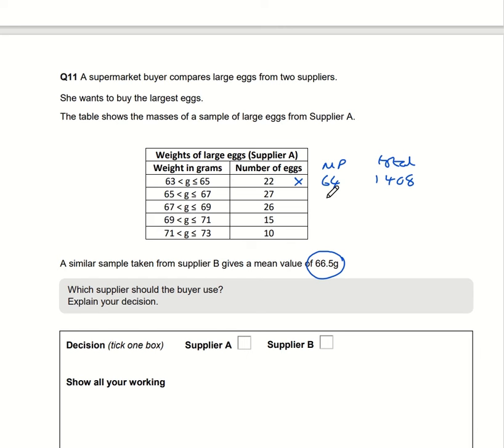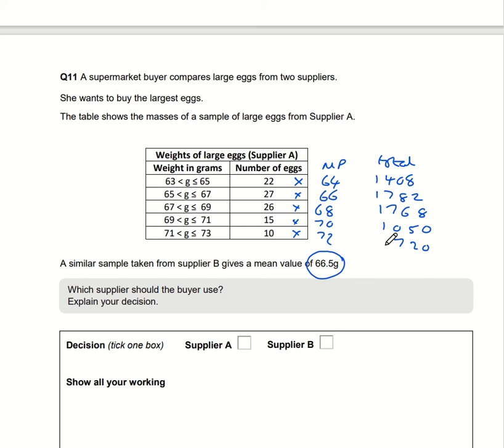The midpoint of 65 and 67 is 66. The midpoint here is 68. The midpoint here is 70, and the midpoint in the last group is 72. Just as we did for the first row, we're going to multiply across here. So that comes to 1782, 1768, 1050, and 720.